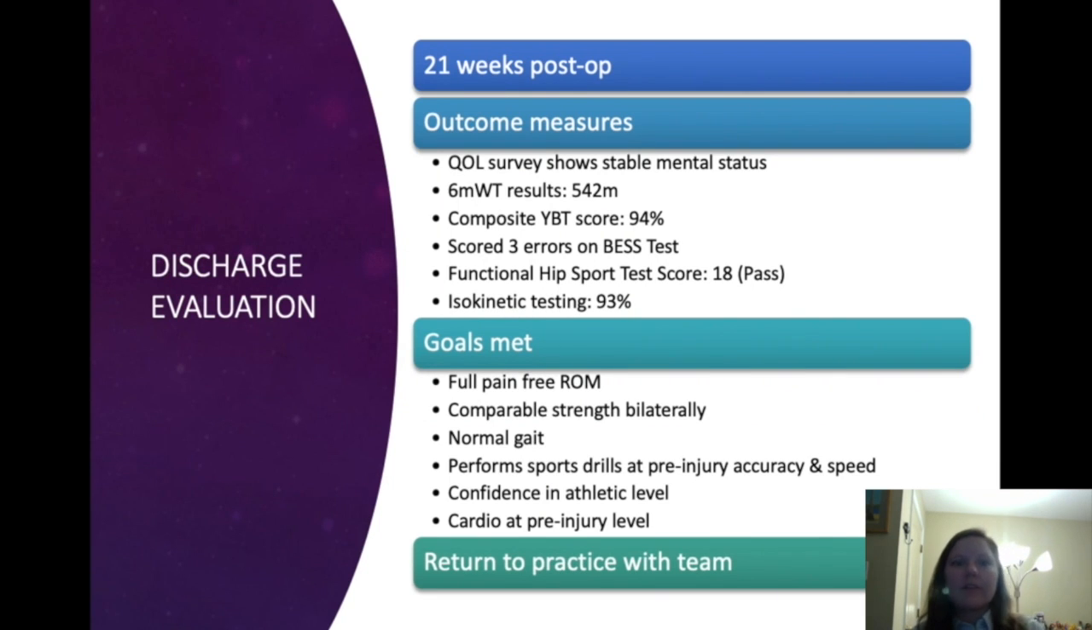And then my final evaluation, she was at 20 weeks post-op. She feels like $100, better than before, no pain, which is great. We did a lot of outcome measures today. The quality of life survey was done just to make sure that she was stable, or her mental status, and then also seeing just how she feels physically, like what her perception of it is.